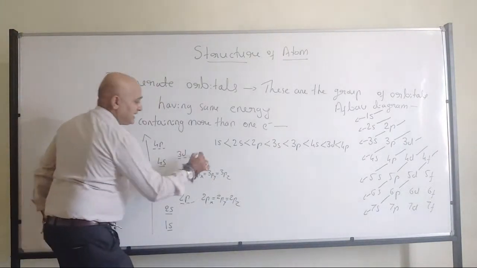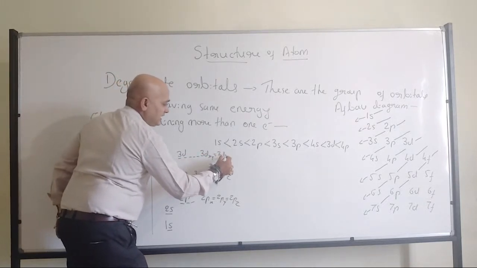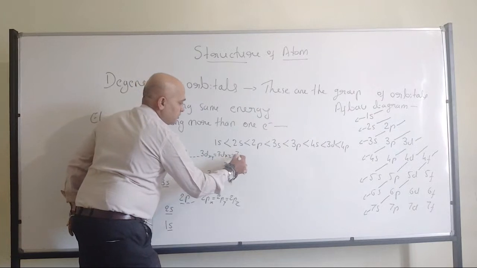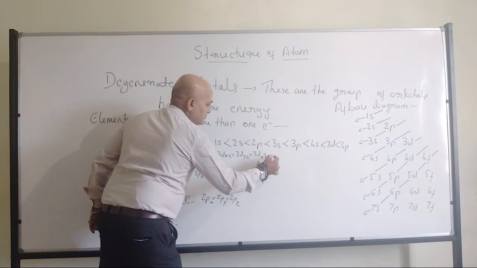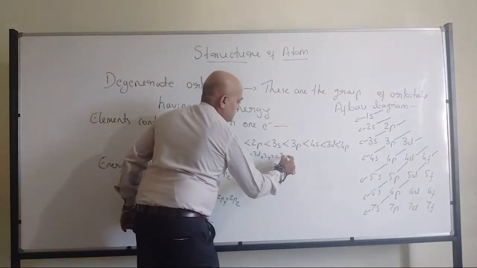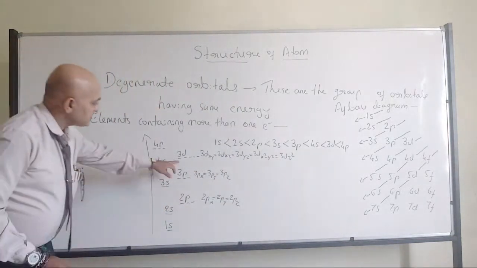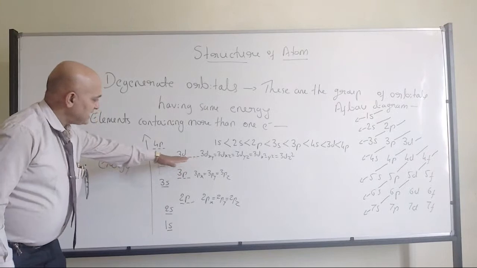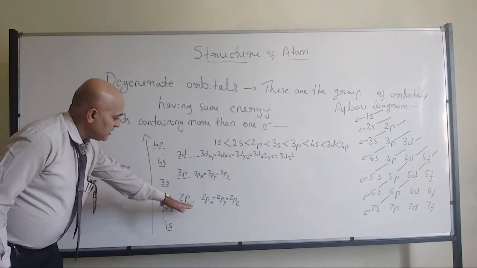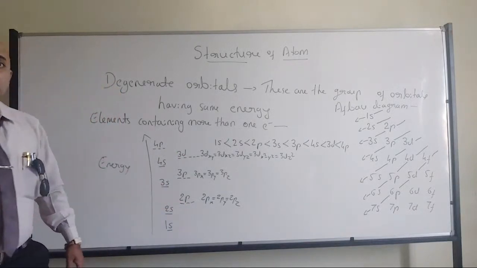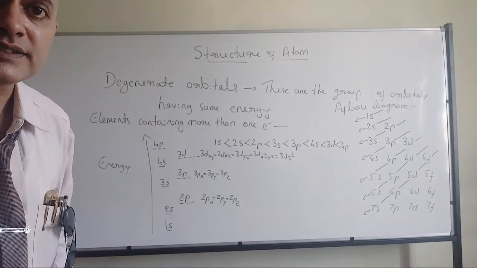Same logic, 3d. So when I have 3dxy is equal to 3dxz is equal to 3dyz is equal to 3dx square minus y square is equal to 3dz square, they are also degenerate orbitals. Can you see here? I have written all the 5 orbitals at the same level, same height. All the 3 orbitals at same height. So that's where they can be the example for degenerate orbitals.